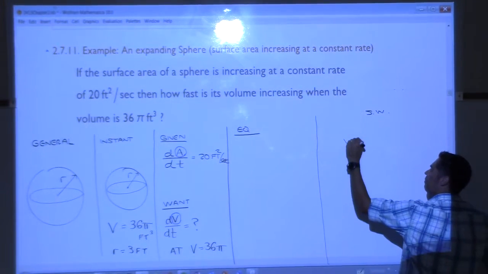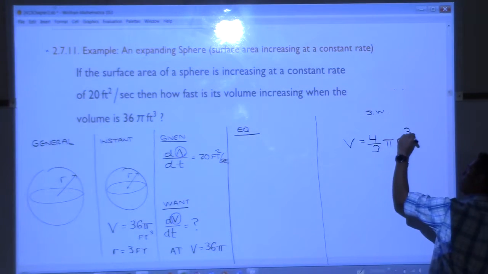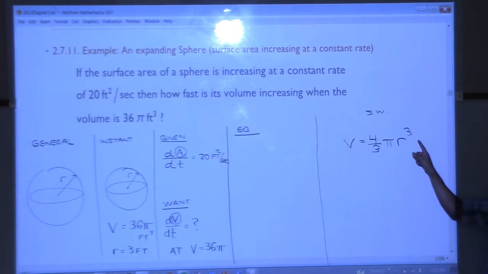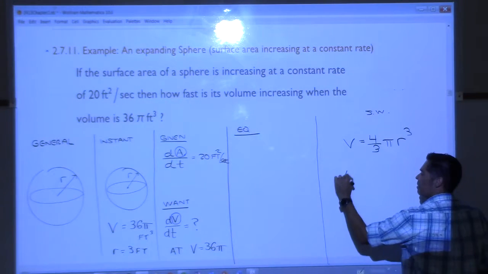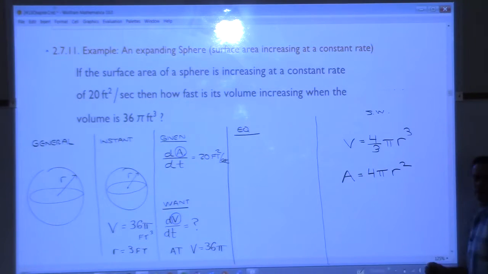Volume equals 4/3 pi radius cubed. Okay, we can't use that because this has volume and radius, right? We need volume and surface area. So you have another one there? Yeah. What is that? Area equals 4 pi radius squared. Okay, so here we've got two equations. One has V and R in it, the other one has A and R in it. So can we come up with a formula that has V and A in it?